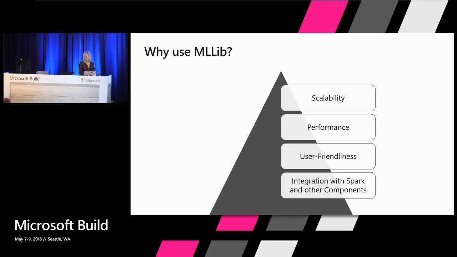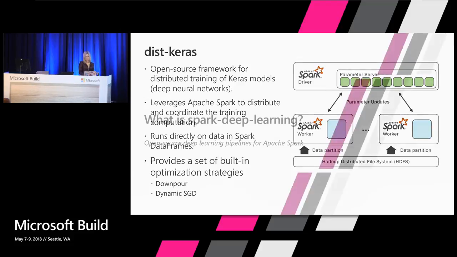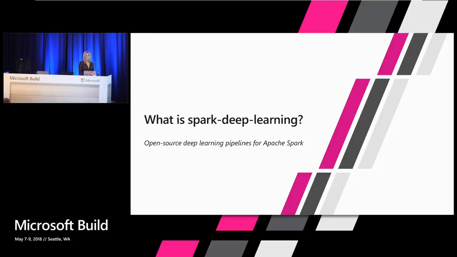So some options that you have for deep learning. There's dist-Keras, which is an open source framework for distributed training of Keras models. Keras is the friendly developer-facing front end for Theano, CNTK, and TensorFlow. And it also leverages Apache Spark and runs on Spark data frames. So that is an option, and that's available with Databricks kind of out of the box. There's also this thing called Spark Deep Learning. And that's the use case that we're going to see today.